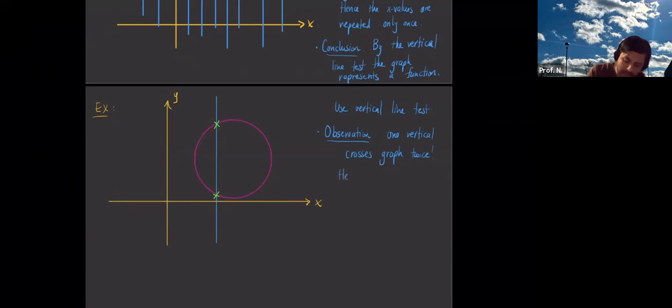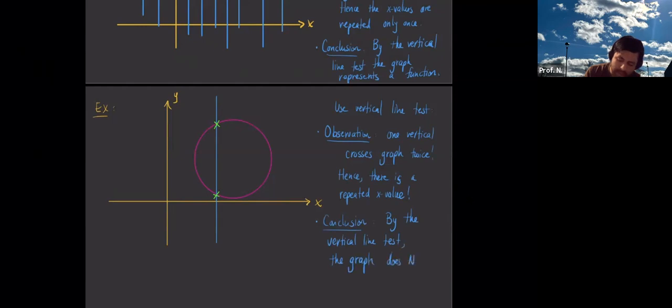So then we say, hence, there is a repeated x value. But remember what we said, we can't have repeated x values. So then the conclusion is, by the vertical line test, the graph does not represent a function.